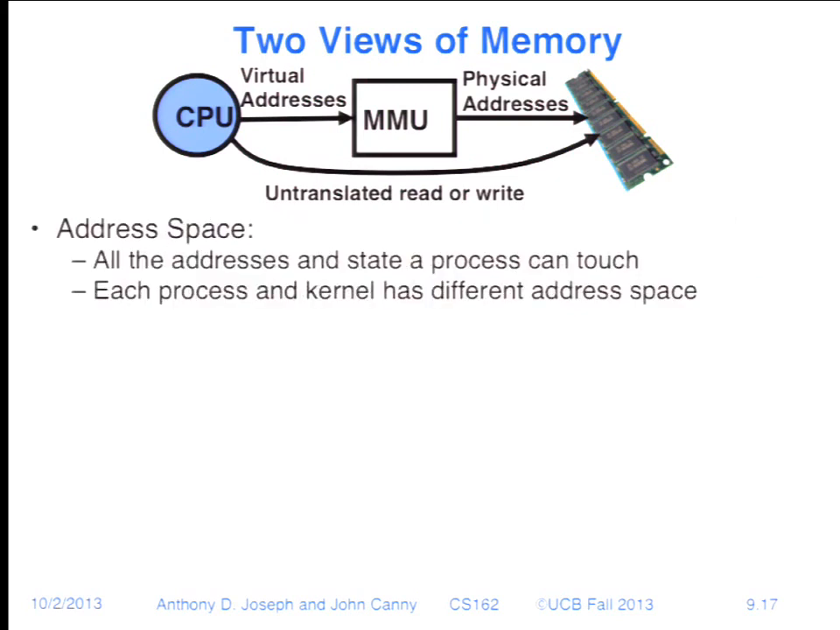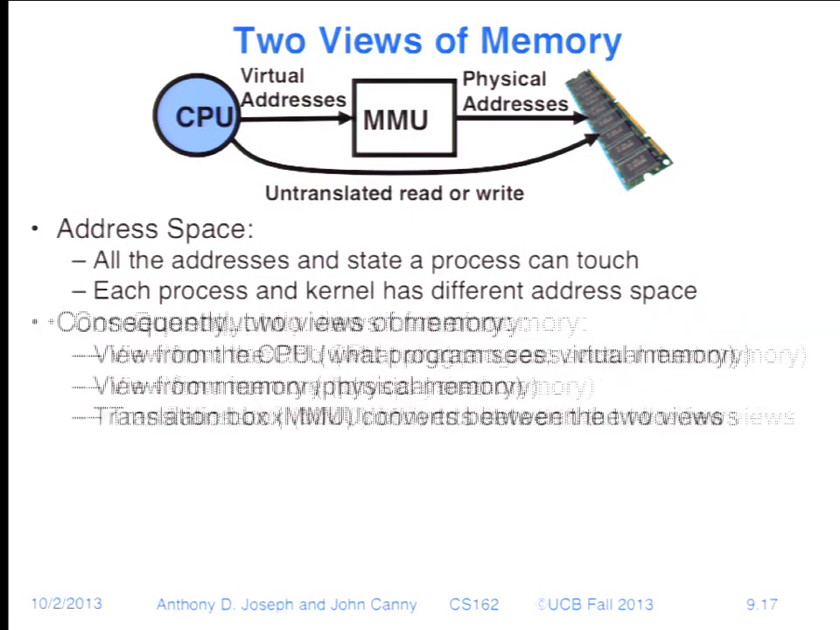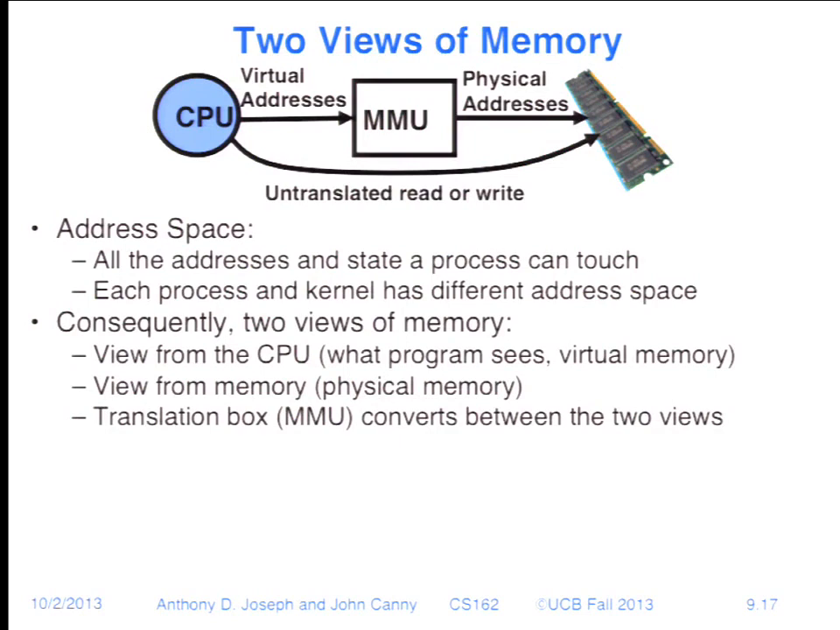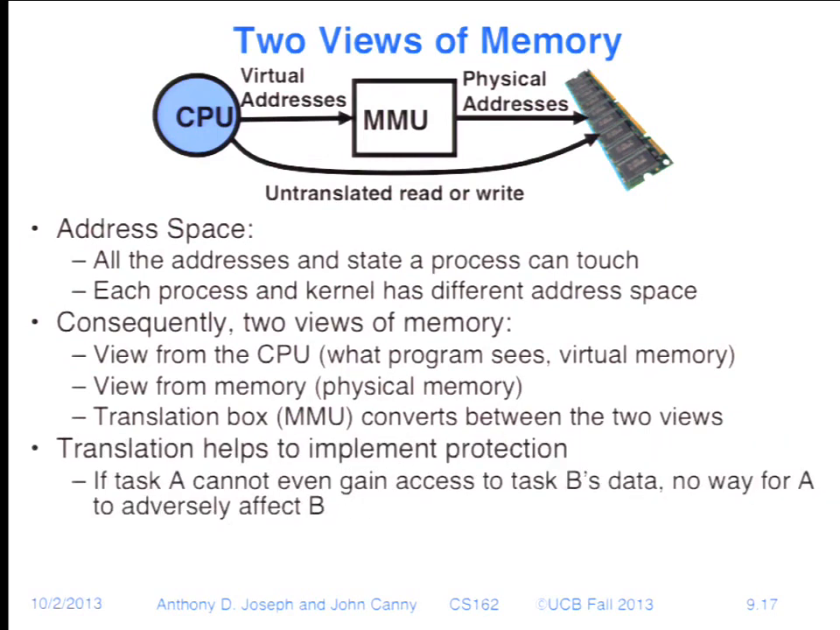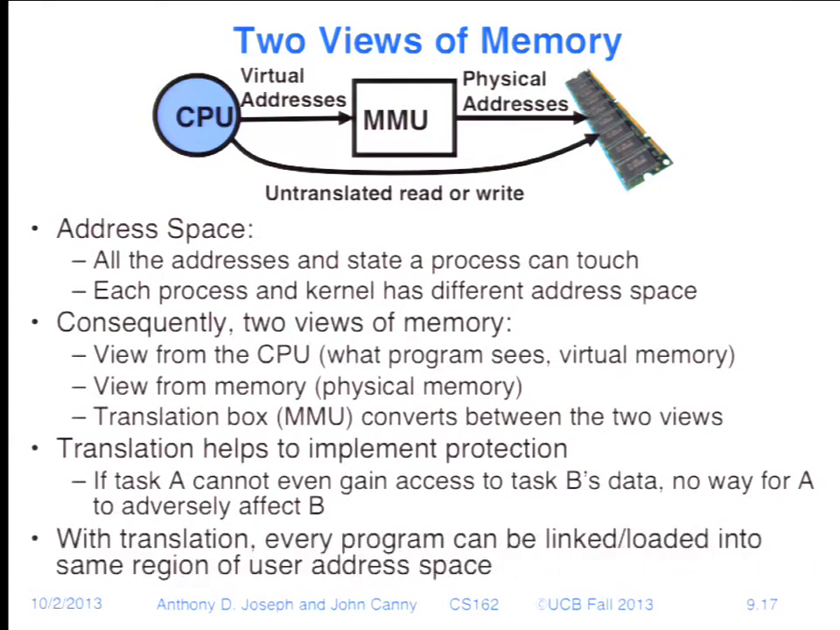All right, so the address space, you can talk about it on either side. It's the set of all the addresses that some entity can address. And for processes, they should be completely distinct, as we said. So we have these two views, one from the CPU and one from memory, and the MMU is the entity that translates between them. And translation provides both this distinct view and also protection. Among other things, it allows programs to be linked and loaded into a contiguous block of actual physical space.